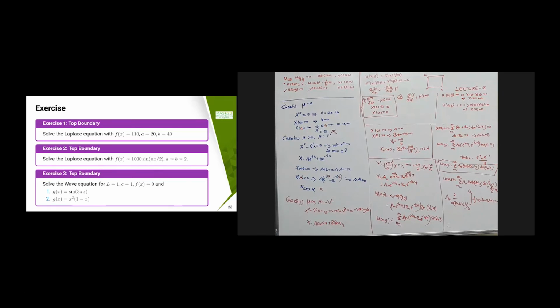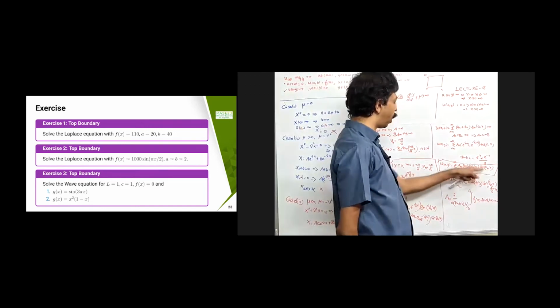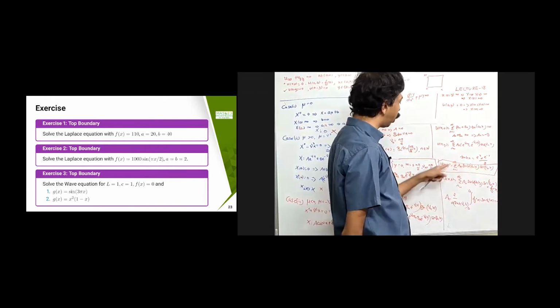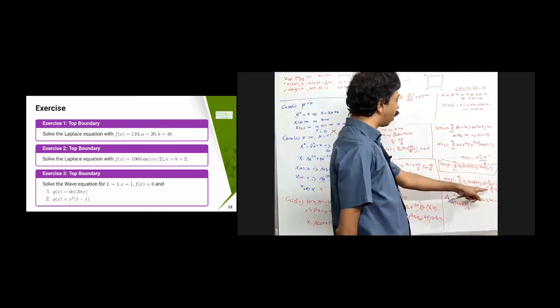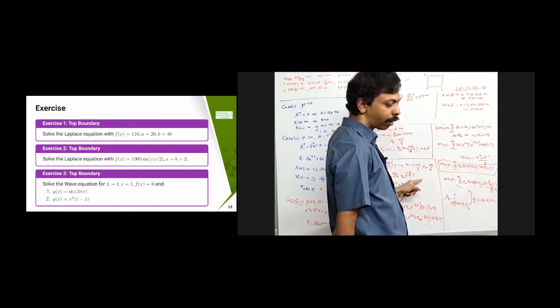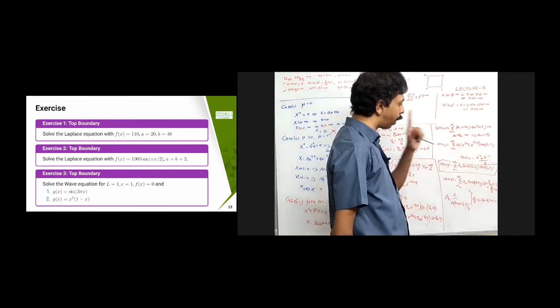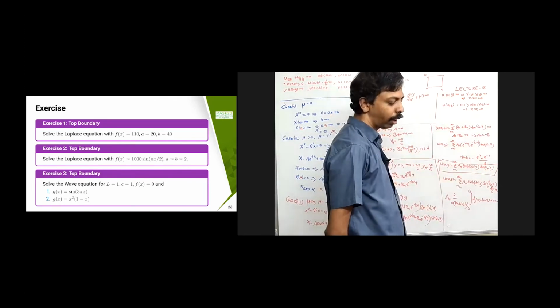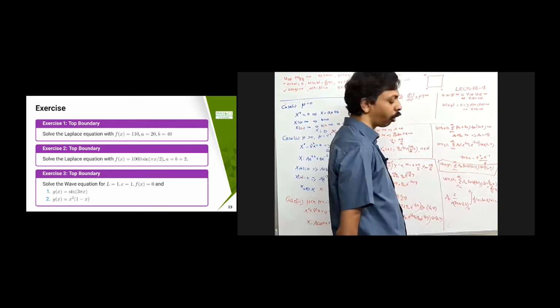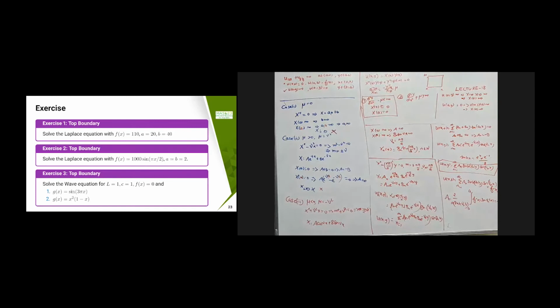Similarly, for the second problem, you can take the Laplace equation with f of x equal to 100 sin(πx/2), a equal to π/2. In this case, once again you can see that un is nothing but nπ/2. So f of x is going to become 100 sin(πx/2). That means you are going to evaluate only the first term, n equal to 1 term only, and then you are going to get the answer for this.